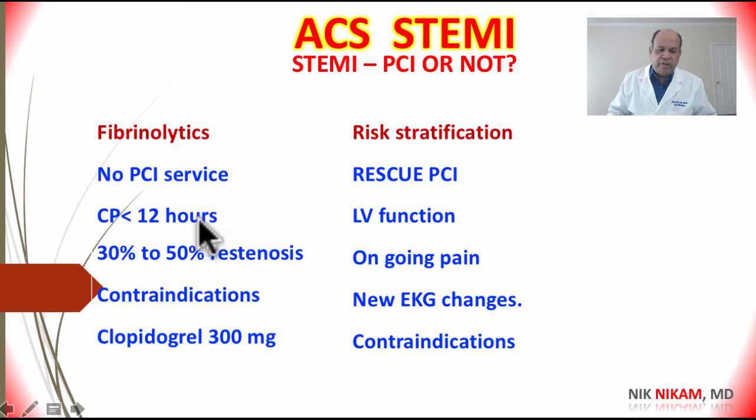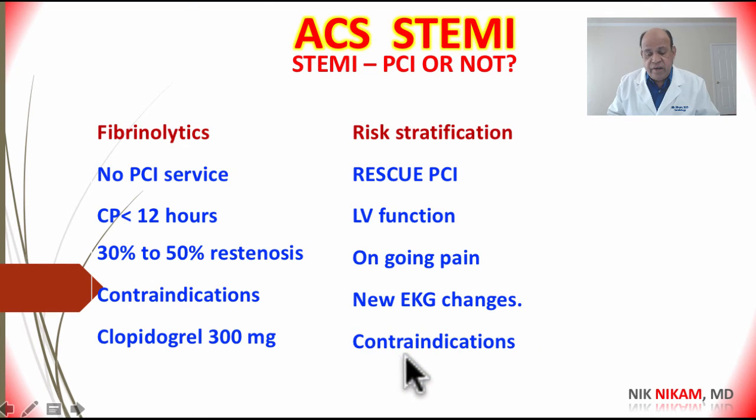If the patient presents with chest pain of less than 12 hours of duration, we can consider the use of fibrinolytic agents, but we have to understand that there is almost 30 to 50% restenosis, which usually occurs in the very early stages of an acute myocardial infarction. There could be some contraindications to use of fibrinolytic agents in certain patients. These patients can also be treated with aspirin and P2Y12 inhibitors.